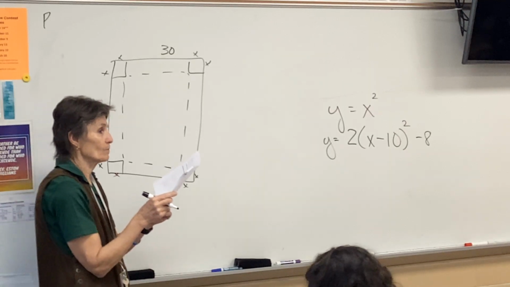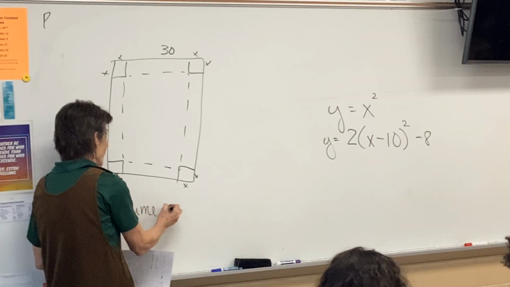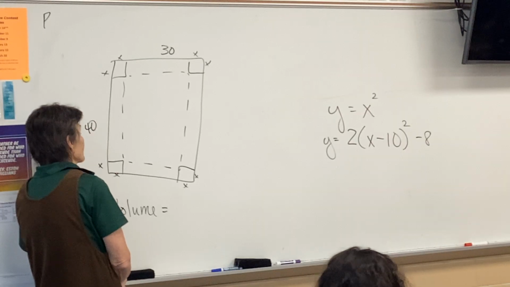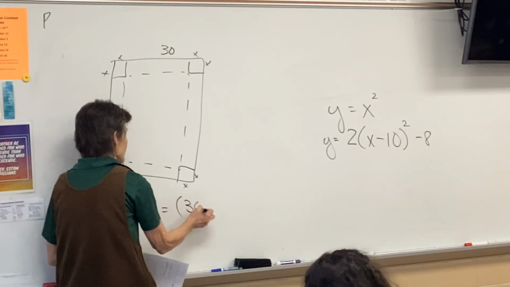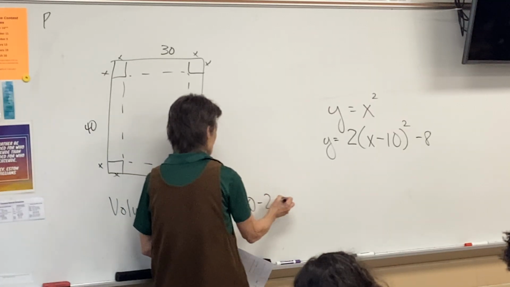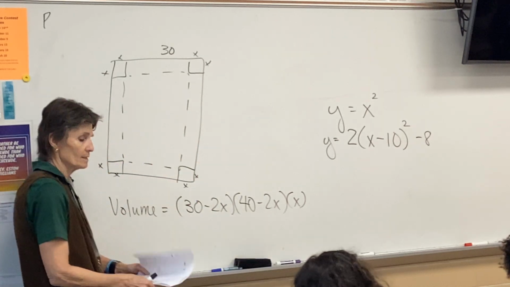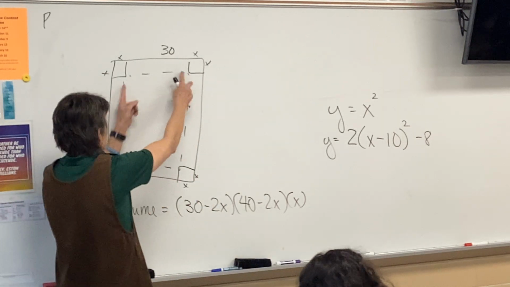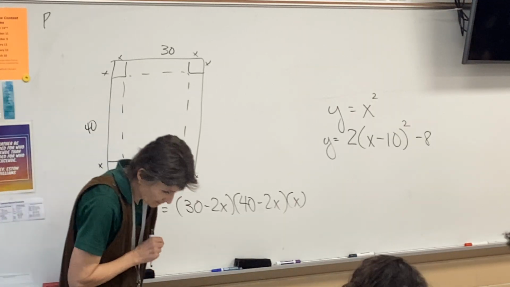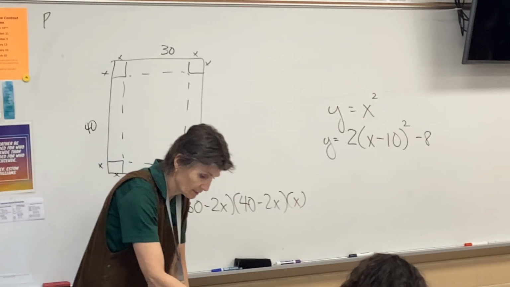Write an equation for the volume of the box. So what will my equation be for the volume of the box? 30 minus 2x, times 40 minus 2x, times x. Length times width times height. So this times this times this. All right, part A done. Sketch the equation. All right, so get your calculator out.